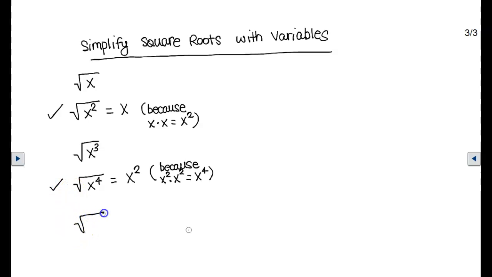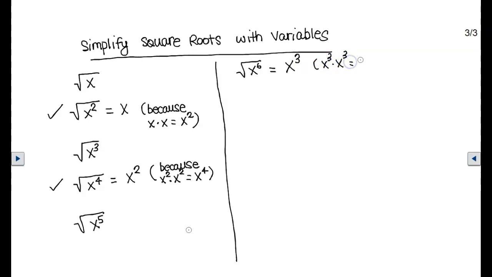The square root of x to the 5th power. What can I multiply times itself to get x to the 5th power? There's nothing. I could do x to the 1st times x to the 4th. I could do x to the 2nd times x to the 3rd, but there is nothing I can multiply times itself and get x to the 5th power. All right, square root of x to the 6th. What could you multiply times itself to get x to the 6th? The answer is x to the 3rd. X to the 3rd times x to the 3rd equals x to the 6th.